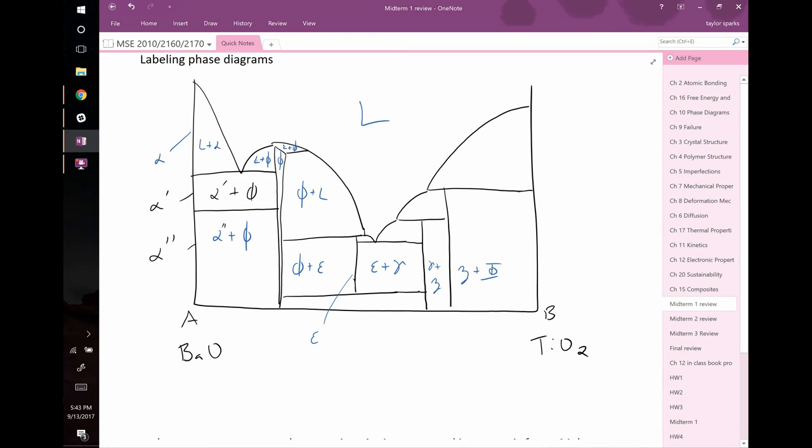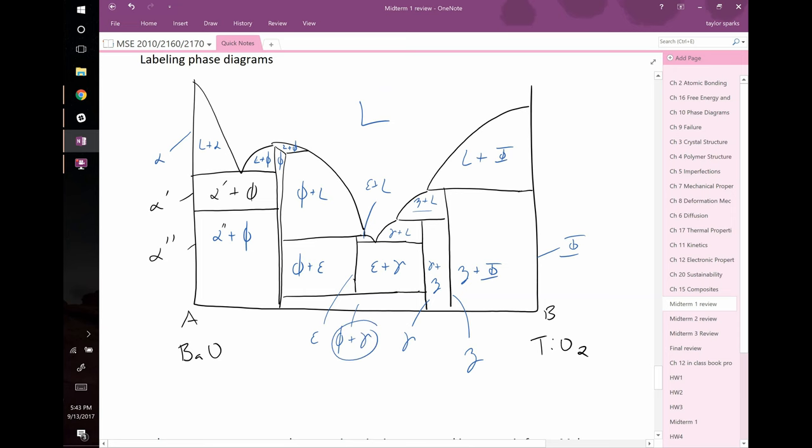So up here, again, this is going to be a liquid plus iota. All right. What region is this one? It's going to be zeta plus liquid. This one is going to be gamma and liquid. This little guy here is epsilon plus liquid. What about down here? That guy's gamma. This one's zeta. This is iota. What about down here in the bottom? That would be phi plus gamma.